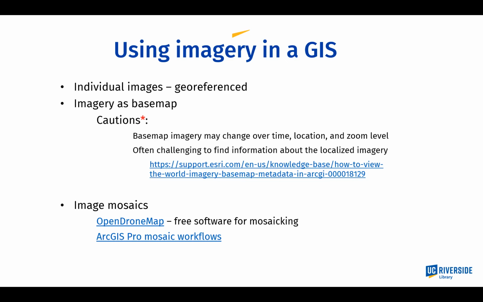Imagery as base map. I want to caution you about this. It can be great when you pull up Google Earth or an Esri product and you've got an option for imagery and it looks great. And you go, oh, I can just interpret from this. I need to let you know, though, that the base map imagery can change over time, over location and zoom level.